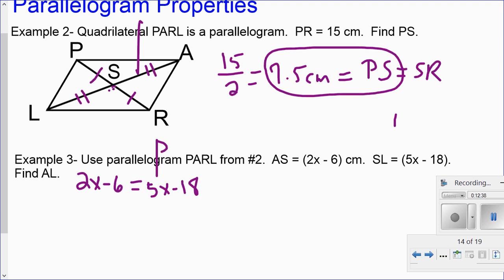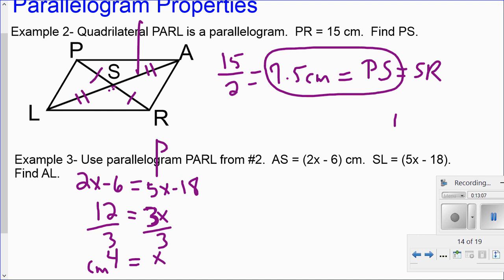I'm going to subtract 2x from each side. So that gives me 3x. I'm going to add 18 to each side. So 18 plus negative 6 is 12. So I have 3x equals 12. Dividing each side by 3, I'm getting x equals 4. And these are centimeters. It didn't ask me to find x, though. It asked me to find AL.